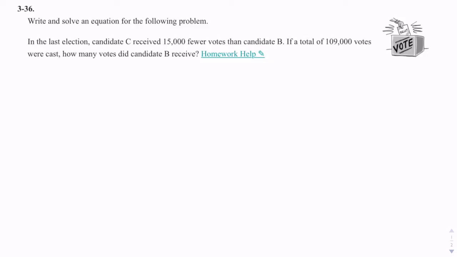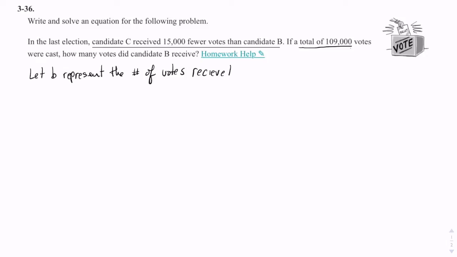We have candidate C received 15,000 fewer votes than candidate B, right? And then there's a total of 109,000 votes. Okay. And how many votes did candidate B receive? So I'm going to say let B represent the number of votes received for candidate B.